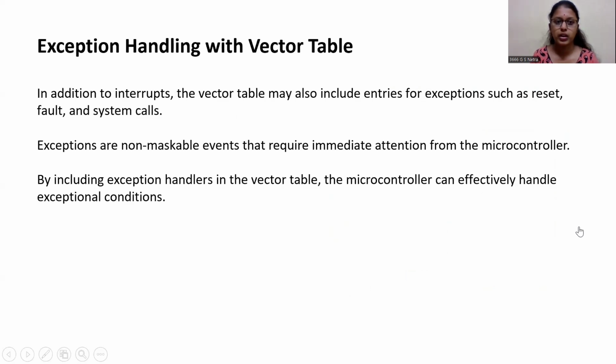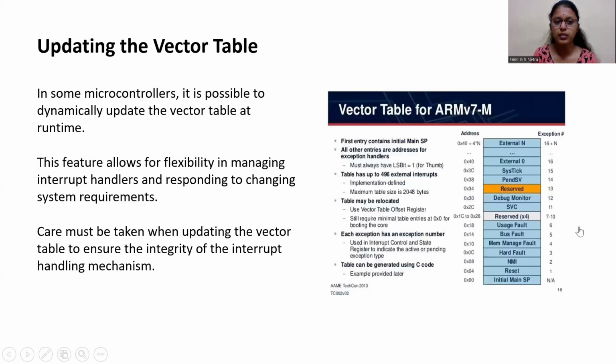Exception handling with vector table. In addition to interrupts, the vector table may also include entries for exceptions such as reset, fault, and system calls. Exceptions are non-maskable events that require immediate attention from the microcontrollers. By including exception handlers in the vector table, the microcontroller can efficiently handle exceptional conditions.